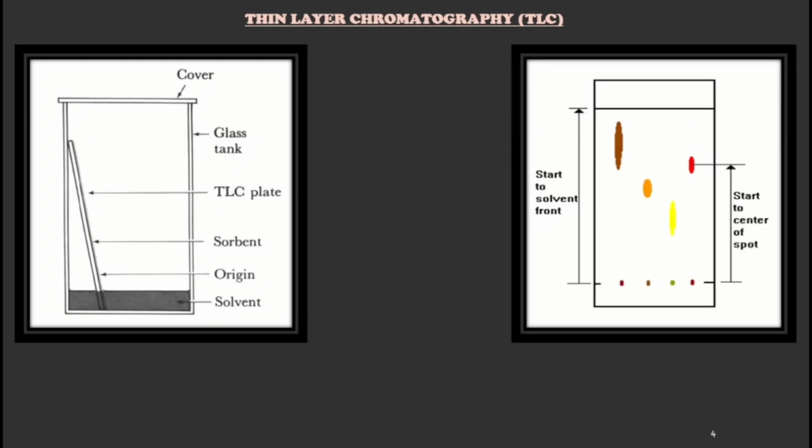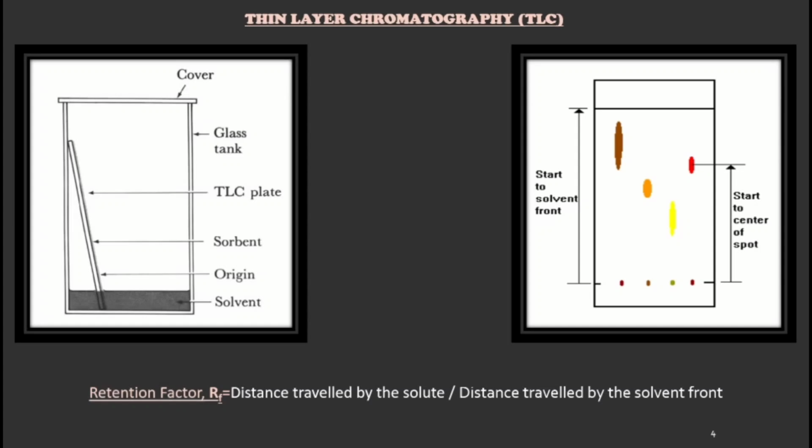Now we will describe thin layer chromatography, TLC. So these are the two images of thin layer chromatography. The glass tank used in TLC must be covered to avoid any disturbance made by airflow or gas molecules. After performing TLC, the TLC plate looks like this. By calculating the Rf value, the retention factor, we can identify the different components present in a mixture.